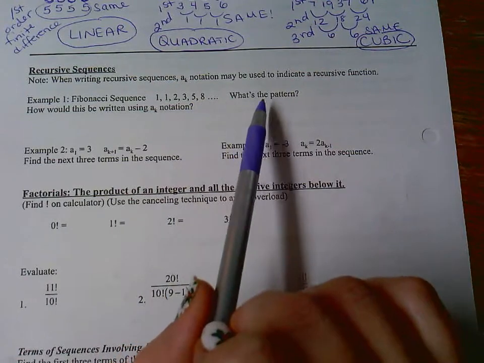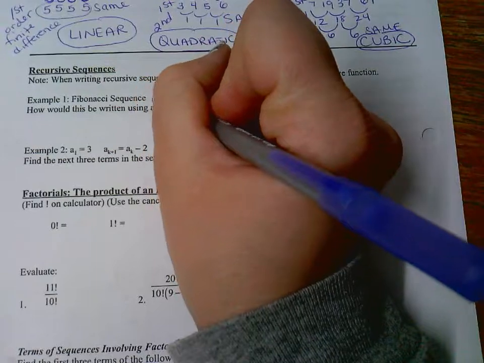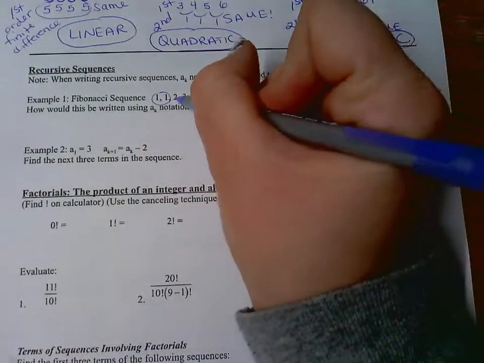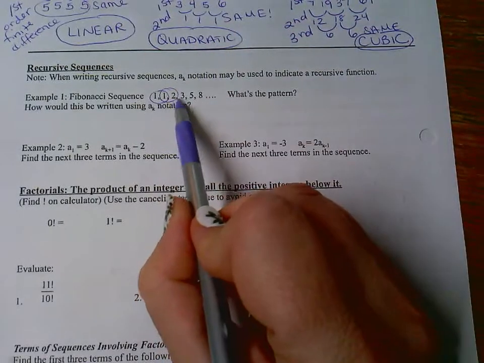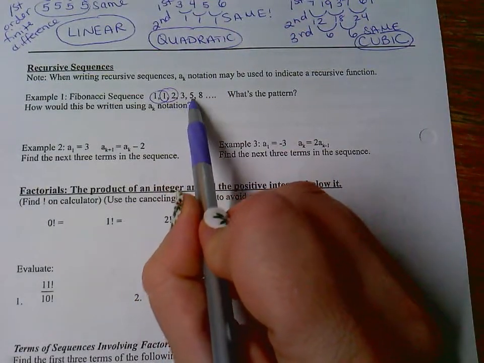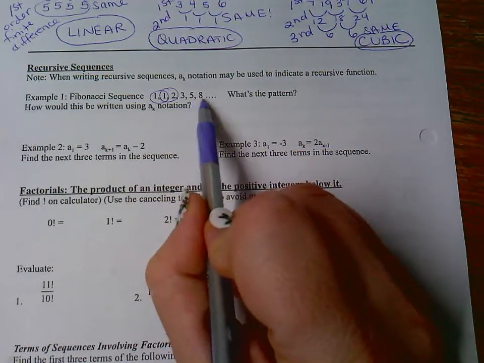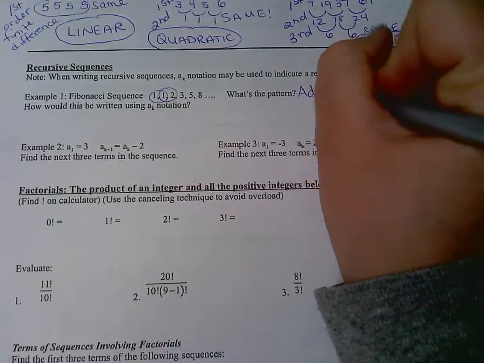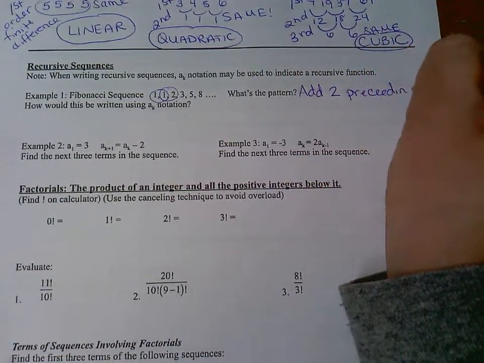What's the pattern? The pattern for Fibonacci is that you take the first 2 terms, add them together to get the third term. Then you take the next 2 terms, 1 plus 2 to get 3, 2 plus 3 to get 5, 3 plus 5 to get 8, and so on. The next term would be 13 because 5 plus 8 is 13. So it's just to add the 2 preceding terms.